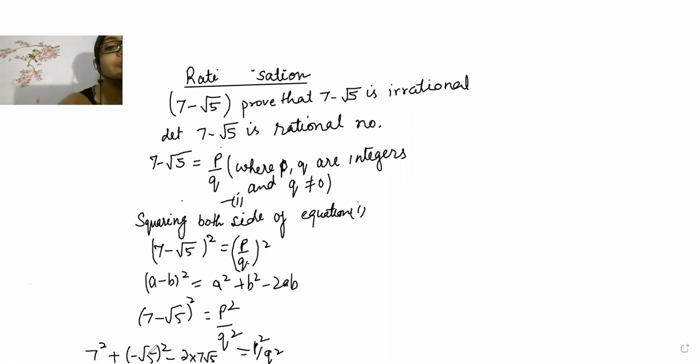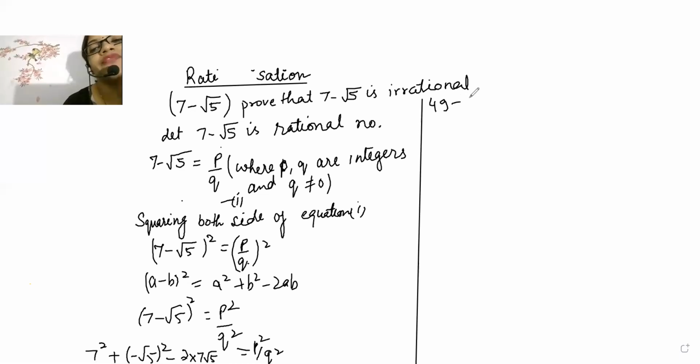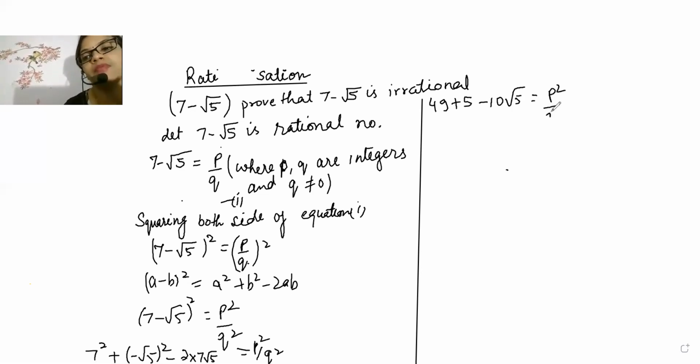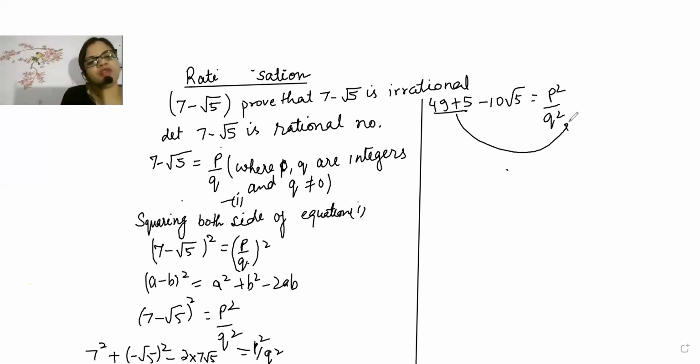So 7 square will become what? 7 square will become 49. Root under 5 whole square will become 5 only. Then this one will become minus 10 root 5 is equal to P square by Q square. Okay, beta. So now add this one and shift everything that side. I told you now after squaring it, start shifting everything one side, okay, and let the root be alone.